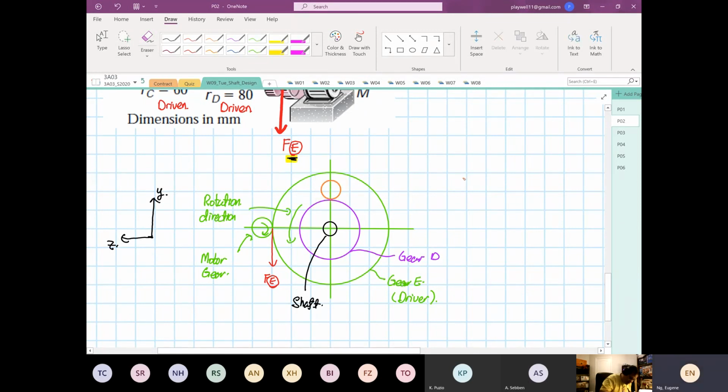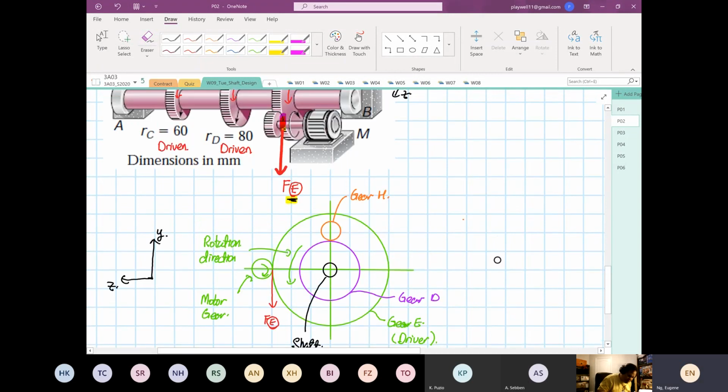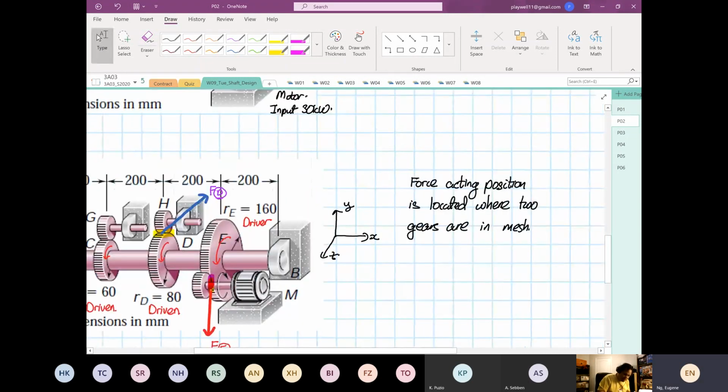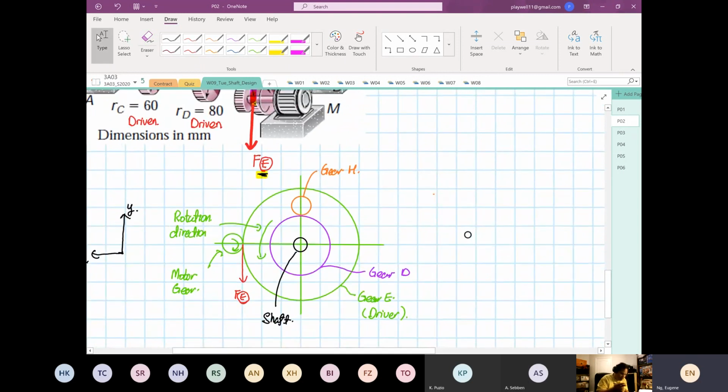So this is our gear H, right? So the position of the force is located where the two gears are engaged. There are two possibilities now. One is the forces can be acting in this direction. So this is your gear D, right? Or the forces can be in the other direction like this.